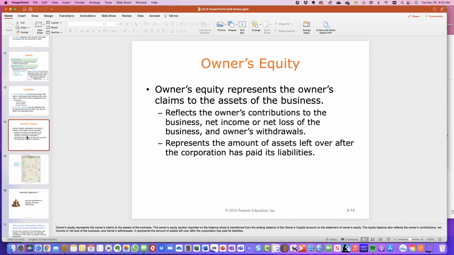Then we have owner's equity. Owner's equity represents the owner's claims to the assets of the business, right? And owner's equity reflects the owner's contribution to the business. We add net income, or we subtract net losses, and we subtract the withdrawals that the owner makes. So this is the amount of assets left over after the business has paid for all of its liabilities.